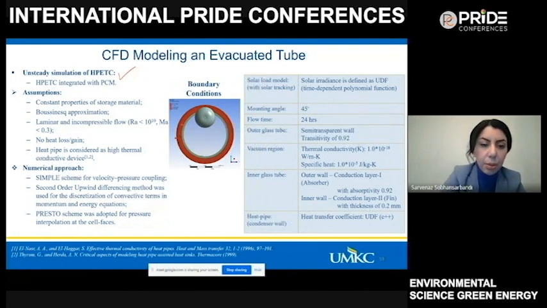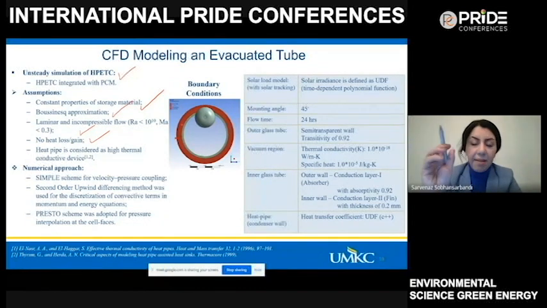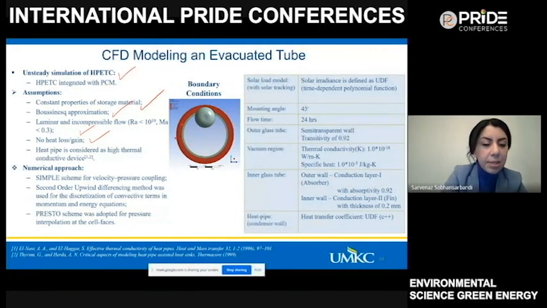So we consider constant properties of the PCMs. We are considering the Boussinesq approximation. We have laminar and incompressible flow already considered. We are considering there's no heat loss or heat gain through the collector. For sure, that will deviate a little bit from the experimental work. I mentioned that ETCs have a vacuum and the rate of heat loss is low. However, there are a couple of other heat gains and losses through the system, so we would have a little bit of deviation from the experimental work, and we are considering the heat pipe as a high thermal conductivity device.